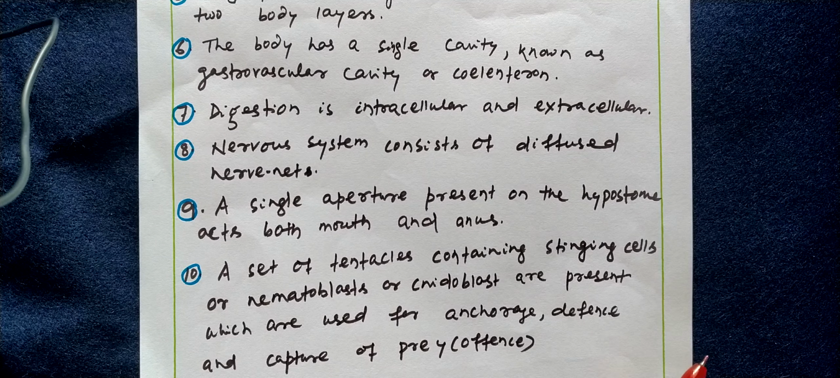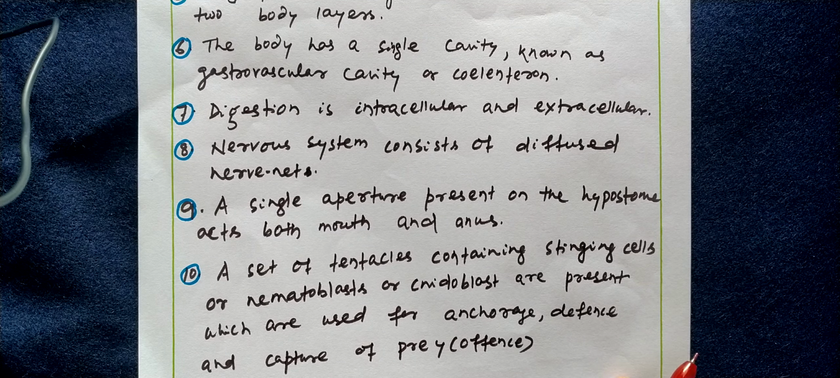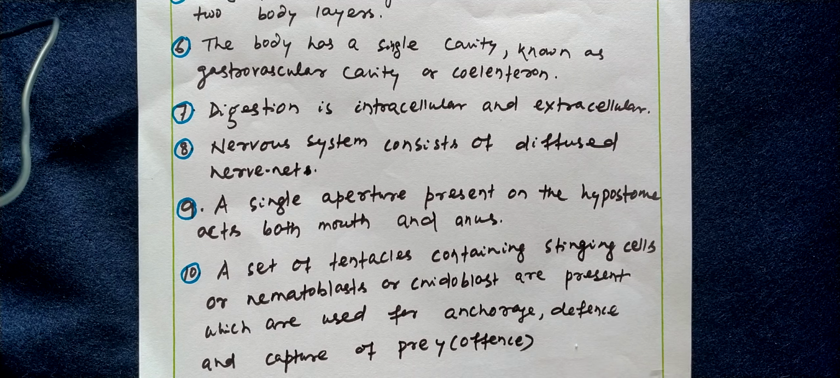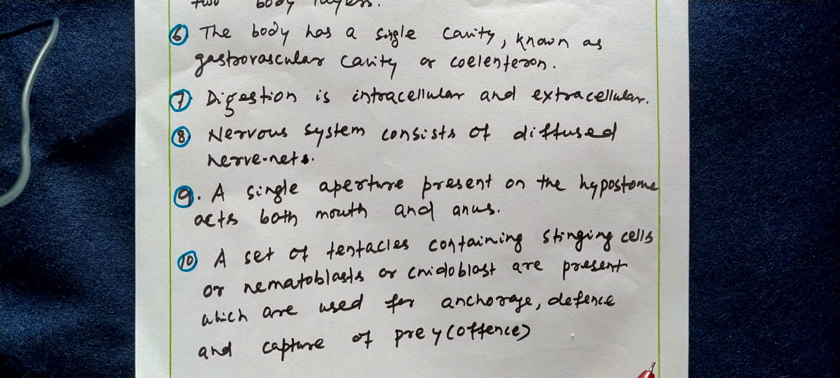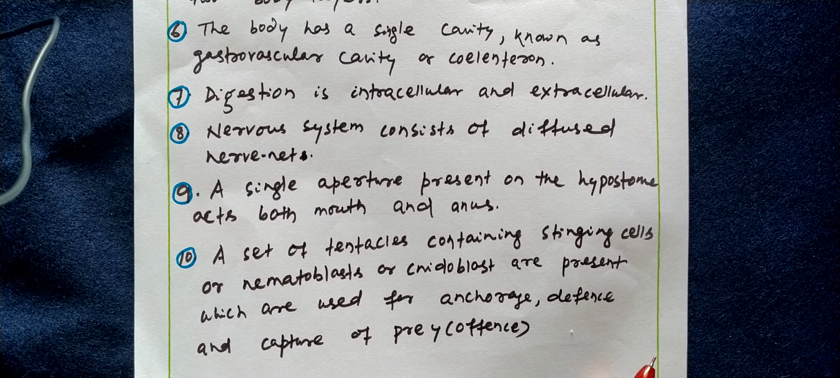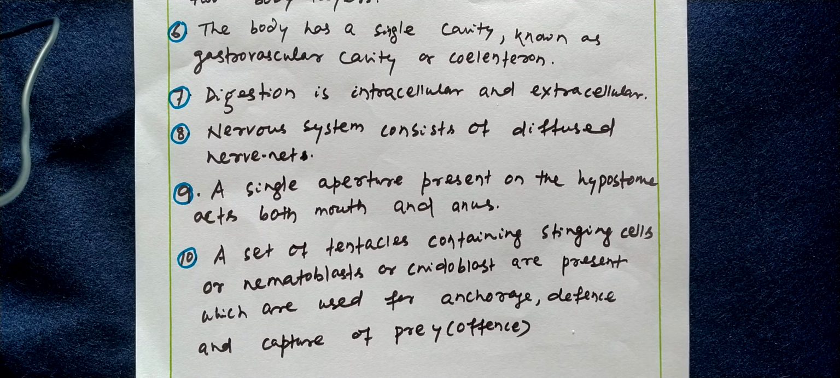Next, number 10. A set of tentacles containing stinging cells or nematoblasts or cnidoblasts are present, which are used for anchorage, defense, and capture of prey. Because cnidoblasts are present in tentacles, it is also known as the phylum Cnidaria. So these cnidoblasts or nematoblasts help in the defense mechanism of this organism, and these tentacles also help for the anchorage and capture of prey.